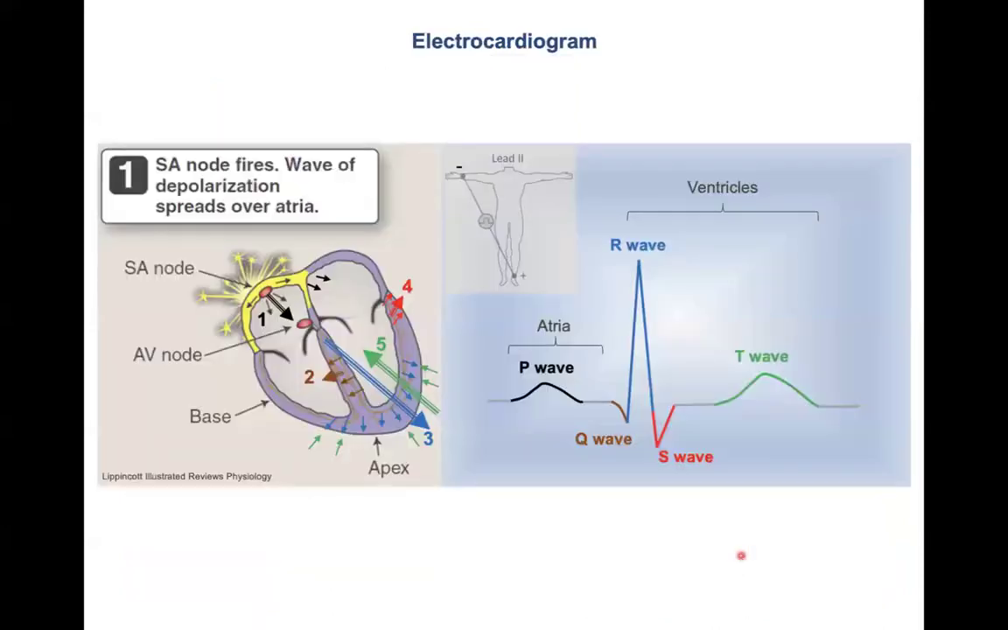So to summarize, these are the vectors. The depolarization wave in black here stands for the P wave. Vector 2, the brown, this is the depolarization wave for the Q wave. The blue vector, depolarization wave, R wave. Vector 4, this is the last region of the ventricles to depolarize, S wave. Vector 5, the green, the T wave, repolarization vector.